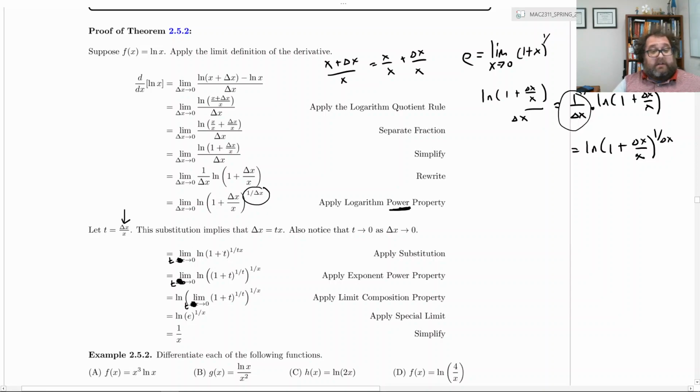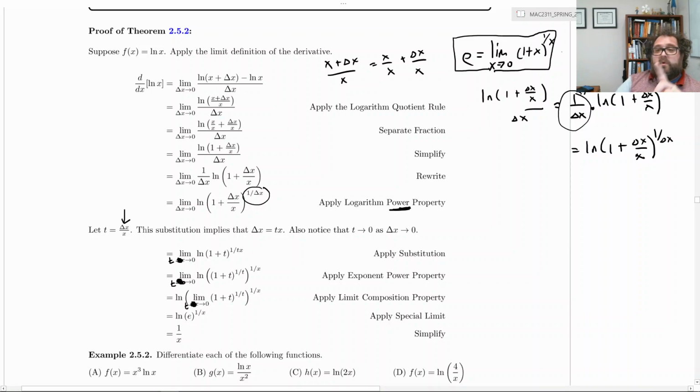Now, it looks a little better to me. Anytime you can avoid delta x's, it kind of looks better. It looks simpler, but we're not quite there yet because we want to apply this special limit up here. Okay, we're not quite there yet. We're almost there. We have 1 plus t to the 1 over t x.